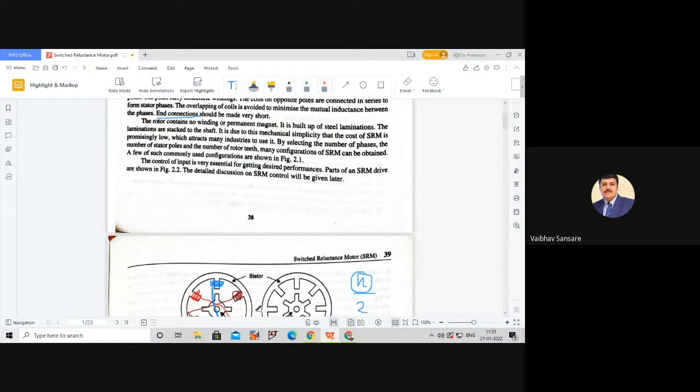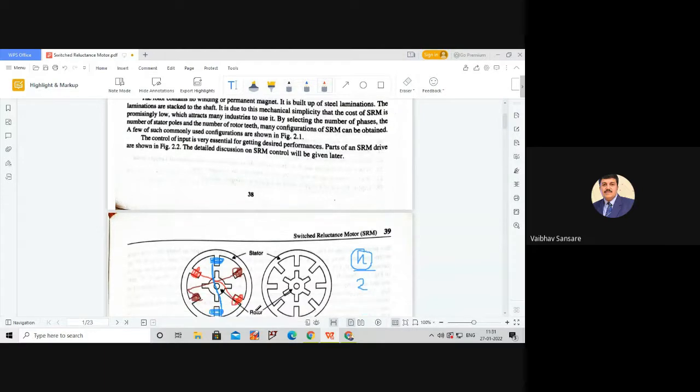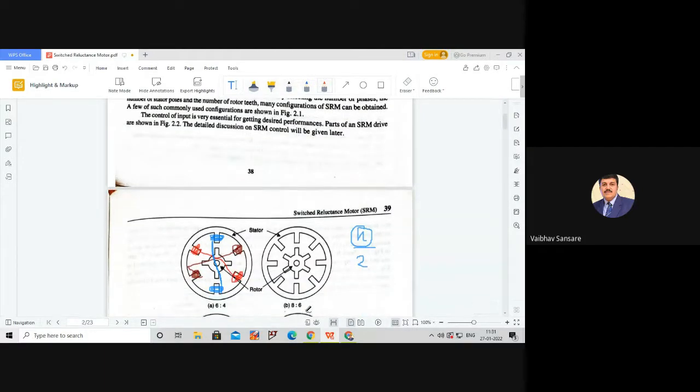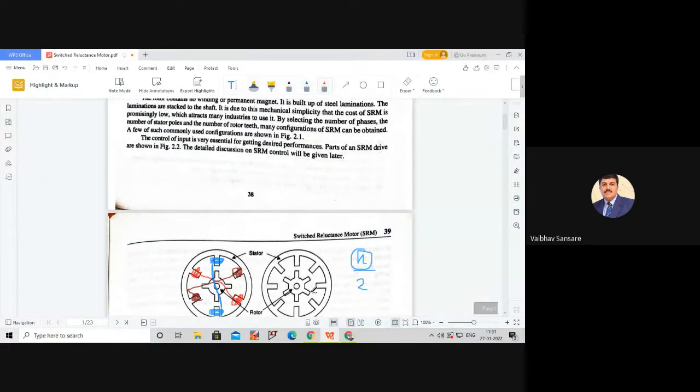Now let's come towards the rotor construction. So the rotor contains no winding or permanent magnet. Similar to a variable reluctance stepper motor, there will be no winding or permanent magnet on the rotor. Again, this rotor is made up of different steel laminations. A number of steel laminations are stacked together to form the entire rotor structure. Now, a laminated rotor is generally used to minimize the eddy current losses.